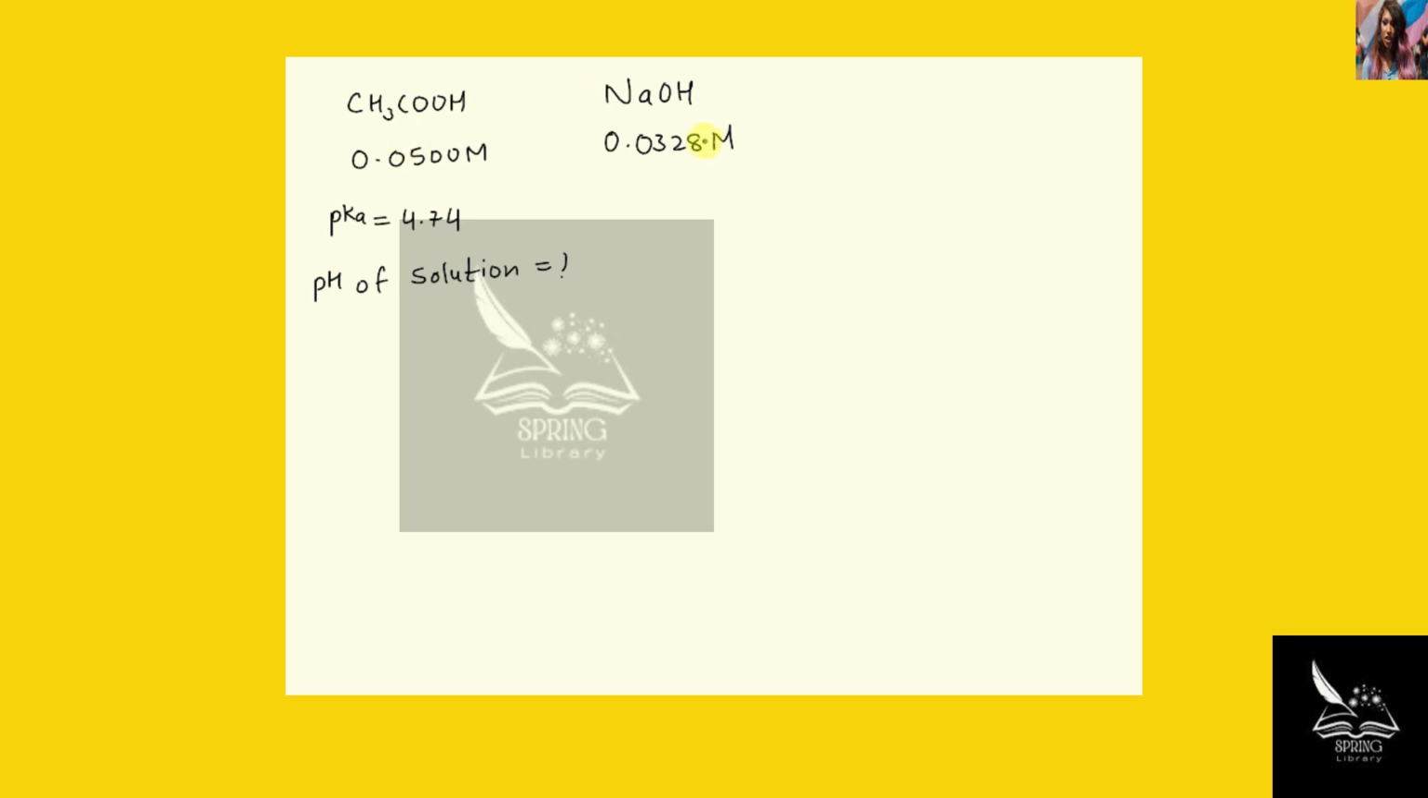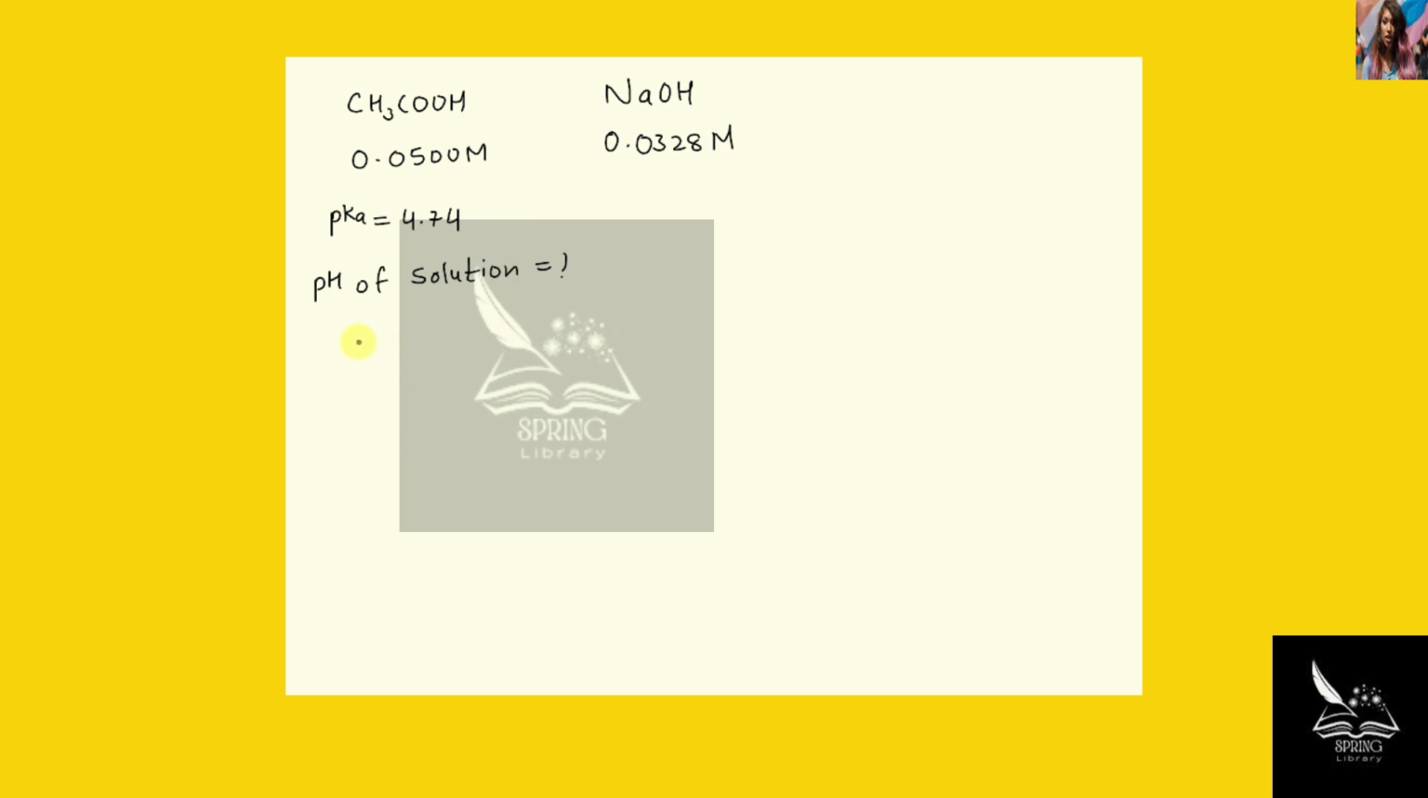Hi, in this question, we are asked to calculate the pH of solution when equal volume of acetic acid is mixed with sodium hydroxide solution. Here we are having the concentration of acetic acid solution 0.0500 molar and concentration of sodium hydroxide 0.0328 molar. The pKa value of acetic acid is 4.74.